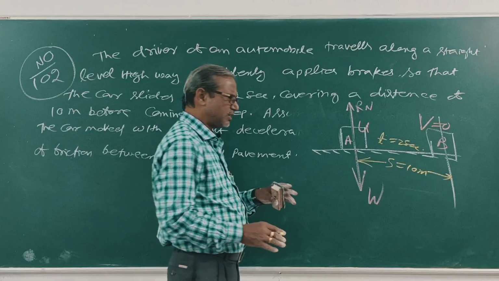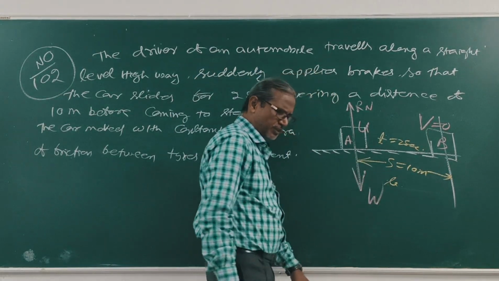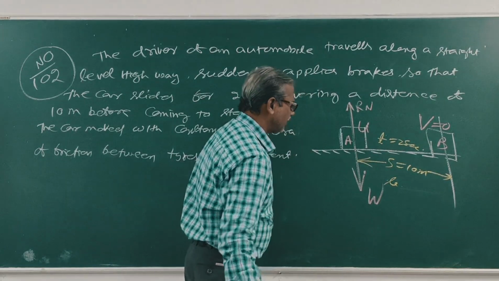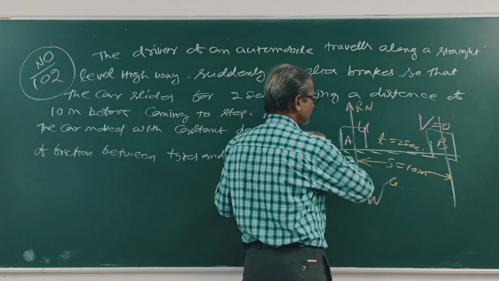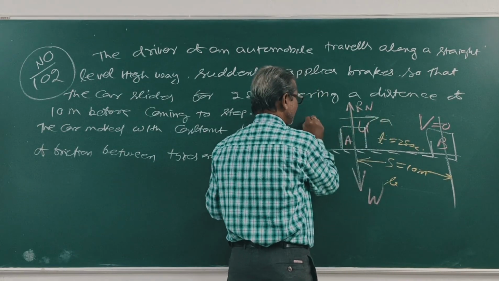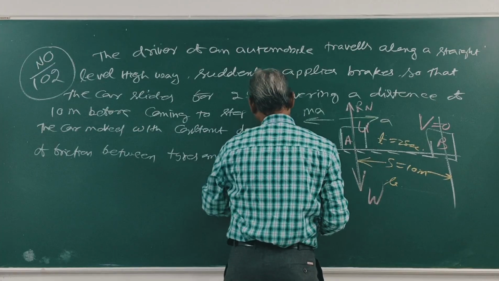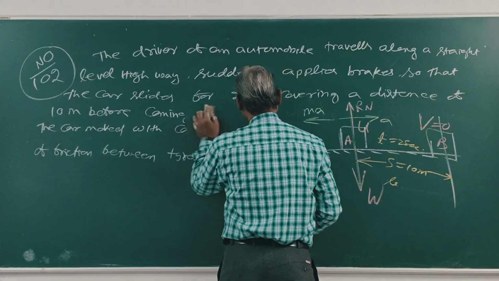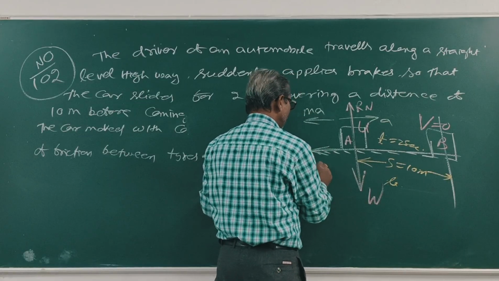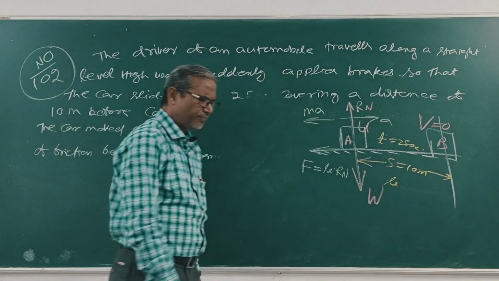Suppose mu is the coefficient of friction between the car tires and the road surface. Now the car moves towards right, so this is acceleration A, this is ma. Again friction F. What is F? F is equal to mu Rn.